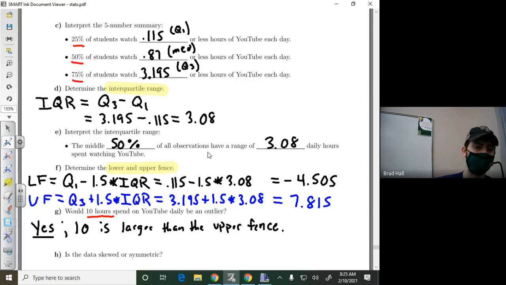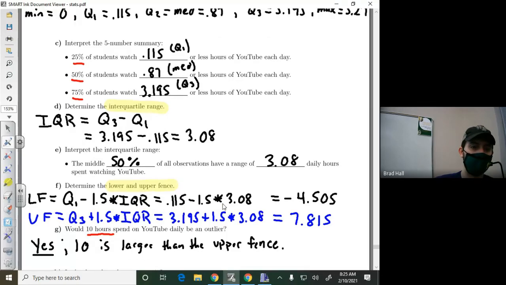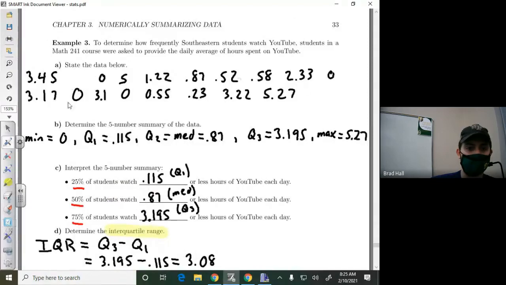And then the final question, is the data skewed or symmetric? At least intuitively, do you have any hunch? Do you think it's skewed, or do you think it's reasonably distributed? In which direction? Remember, it's skewed right if the tail's on the right, it's skewed left if the tail's on the left. It's skewed left.